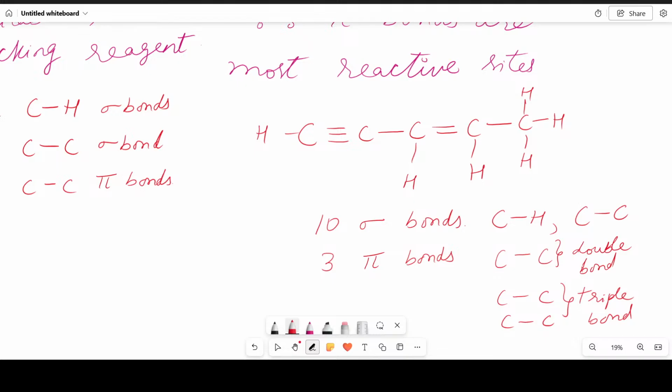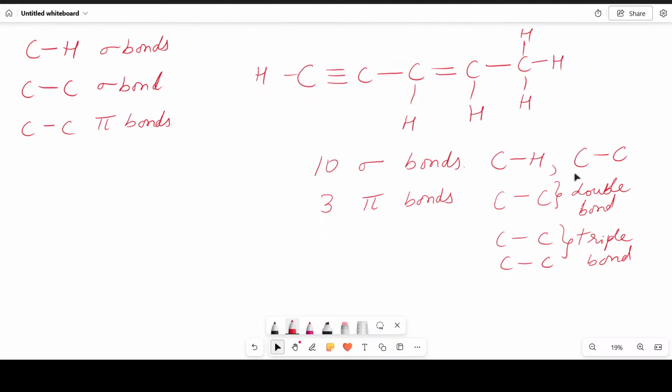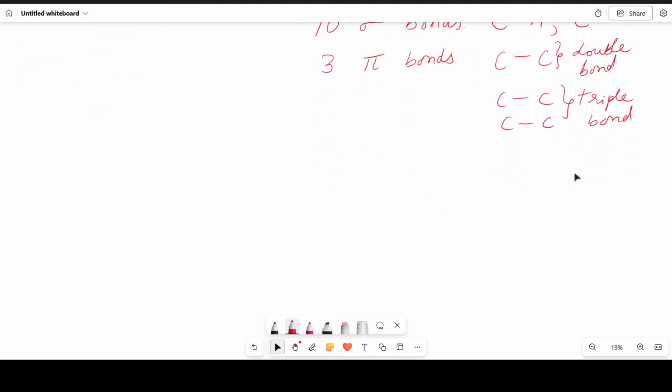I'll give you one more example. Did you get your answers correct? Yes, very good. Now there is another molecule for you. Try this and post your answers in the comment section below.